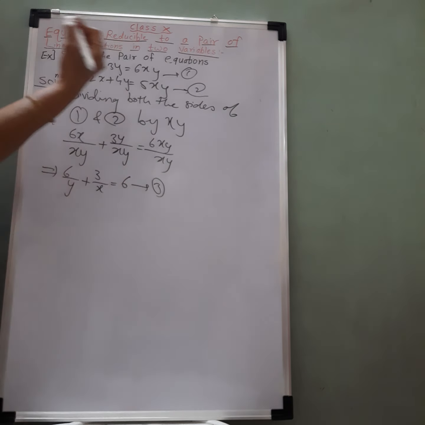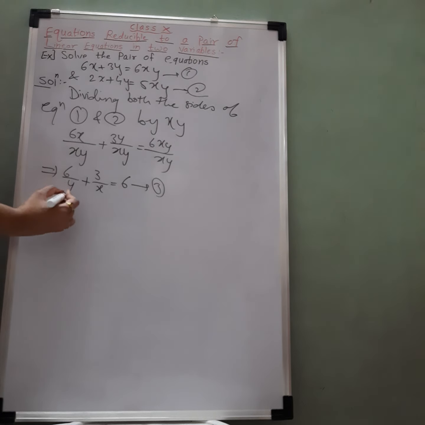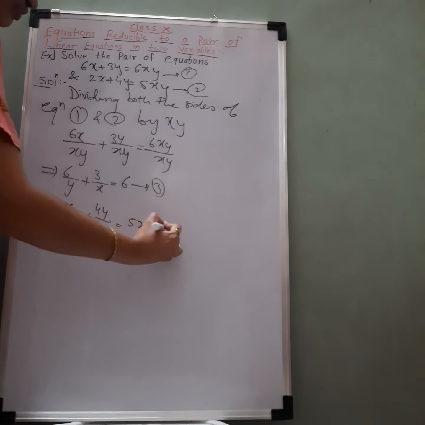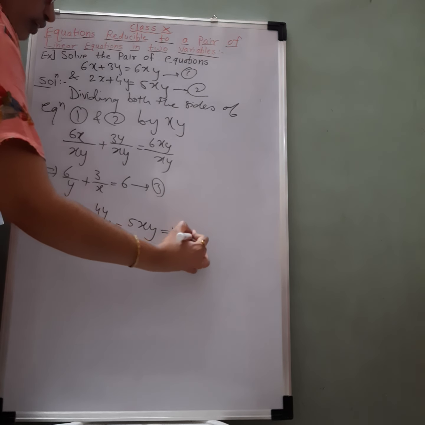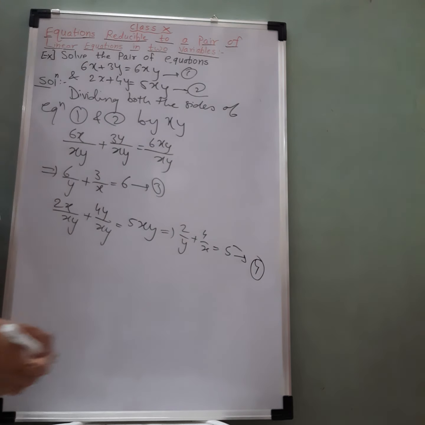Then you can solve it by the previous method. Again do the same thing with the other equation, that is 2x upon xy plus 4y upon xy is equal to 5xy upon xy. So this implies 2 upon y plus 4 upon x is equal to 5. Solve it as solved in the previous question. So I think all are clear how to reduce the given system of equations into the standard form.